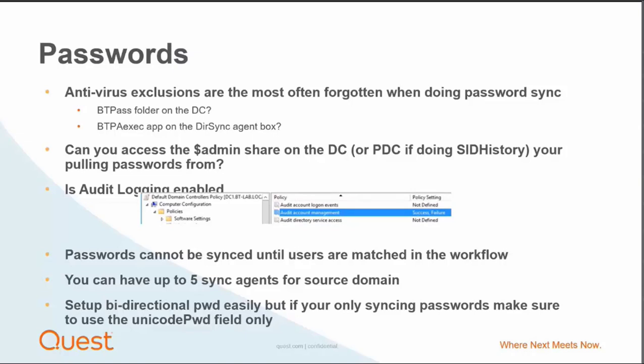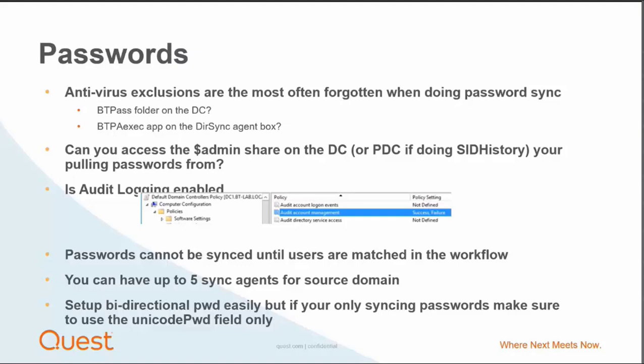Okay. Another thing that's important to understand is that we can have up to 5 agents per source domain. So in most cases, if you're migrating less than a couple thousand objects, one's probably going to be fine. But also understand that we can have more. So when you get into larger environments, or you get into situations where you have DC replication issues, or you need to separate out the password synchronization component from the actual attribute synchronization, you can create more agents if you need to.